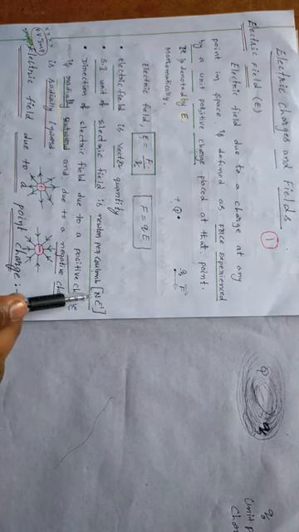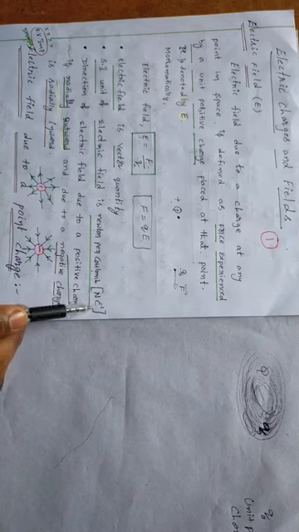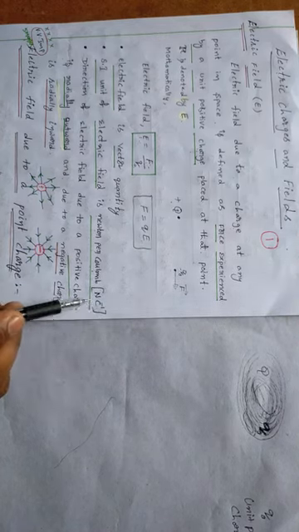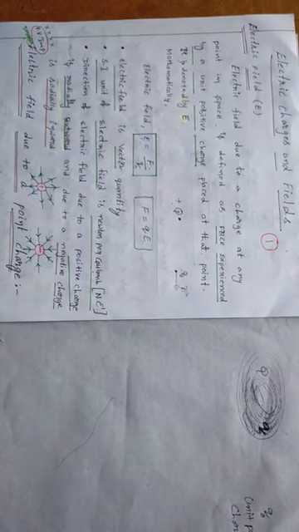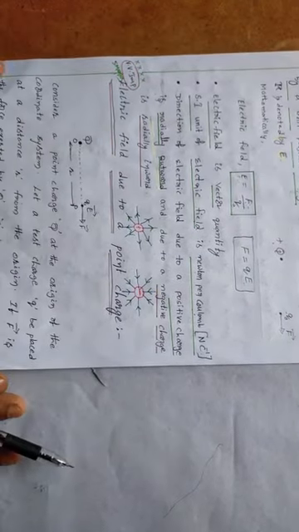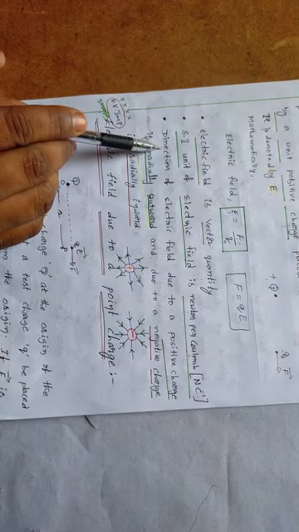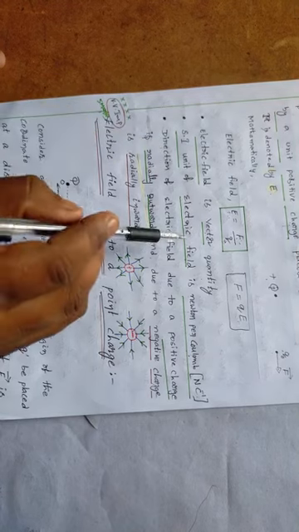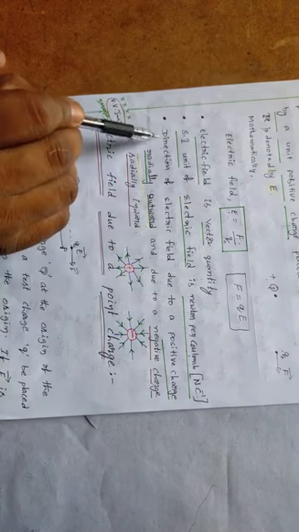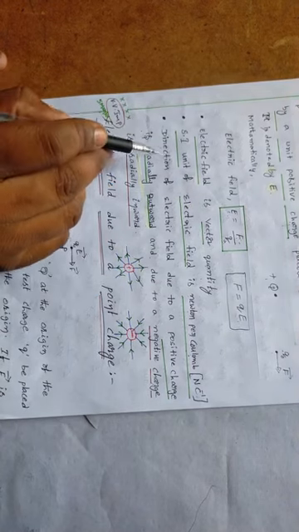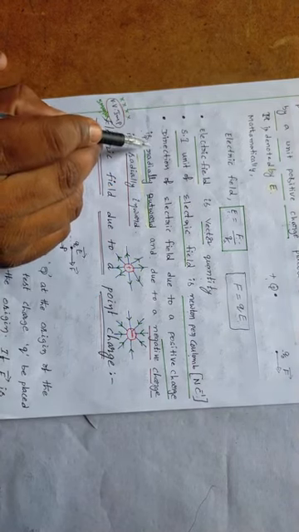In symbolic representation, N C inverse, Newton Coulomb inverse, is the unit of electric field. Thereafter, being a vector quantity, electric field has direction as well as magnitude. That means a vector has both magnitude and direction. That's why electric field has direction also.